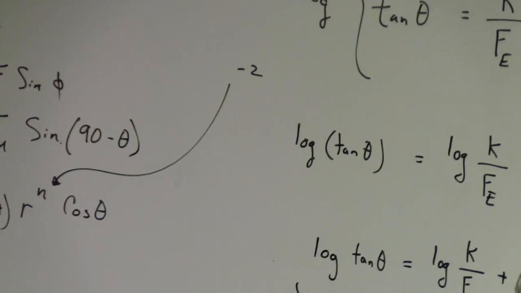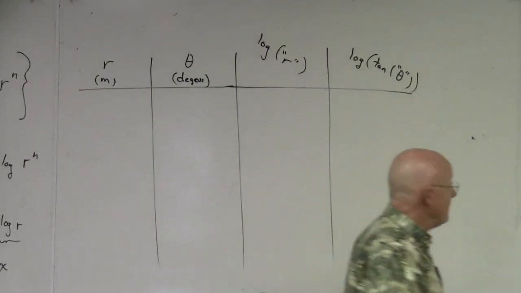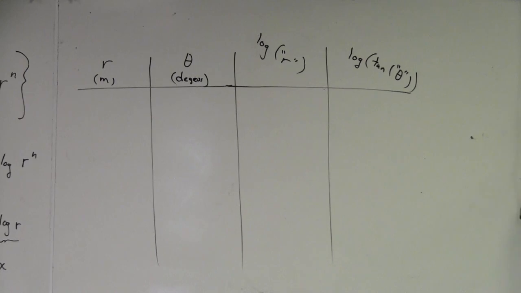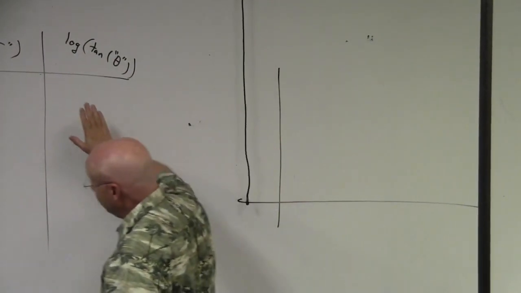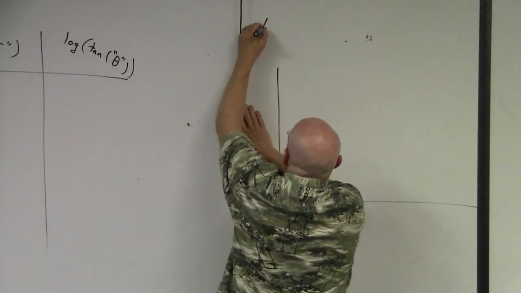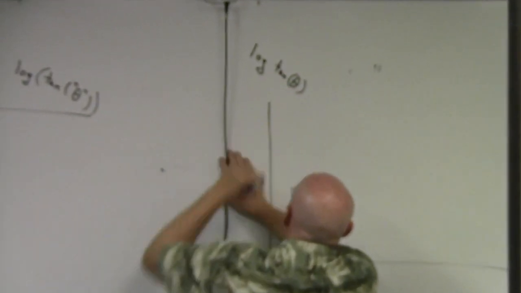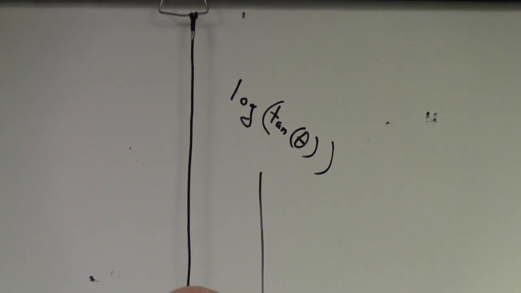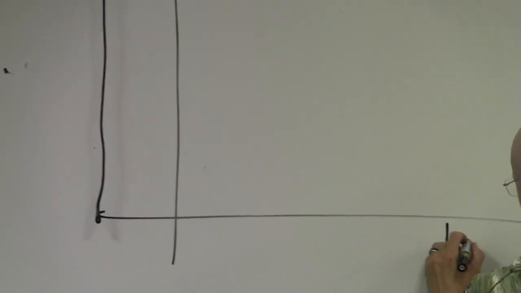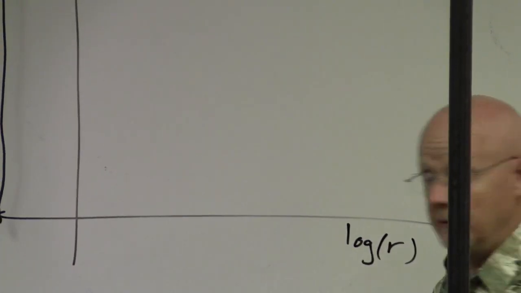So I'll say it again, I'm going to give you this data. What you need to do is take that data and type it into Graphical Analysis and make these two columns. Once you make those two columns, you are then going to make a graph. On the vertical axis, plot the log of the tangent of theta, and on the x-axis, plot the log of r.